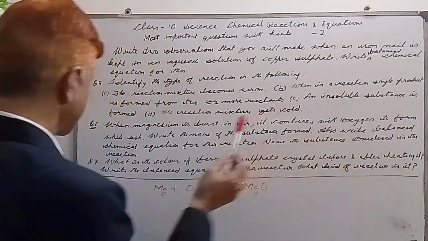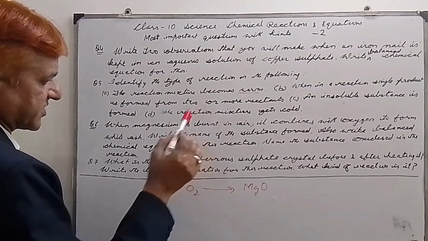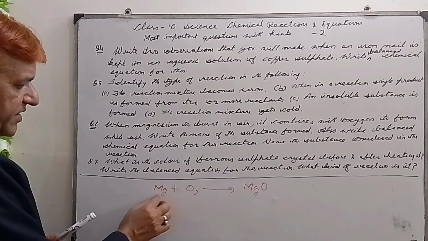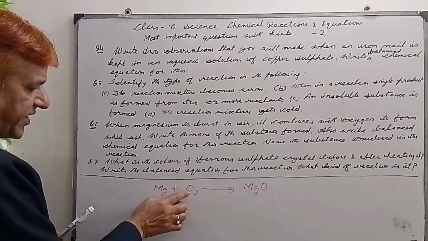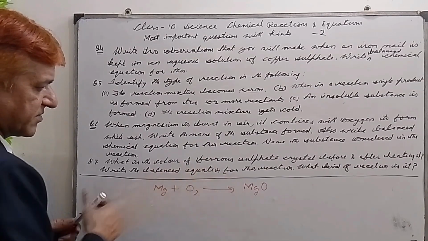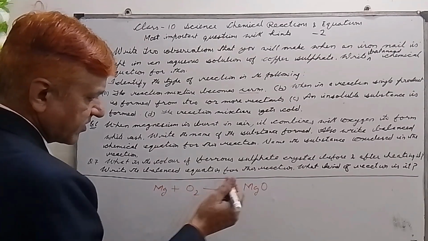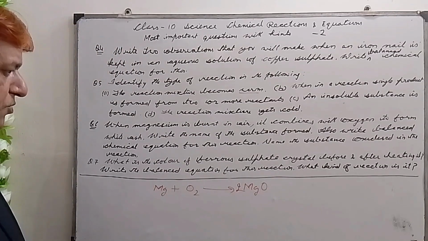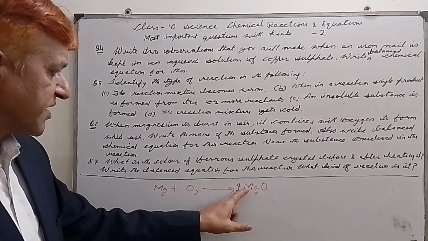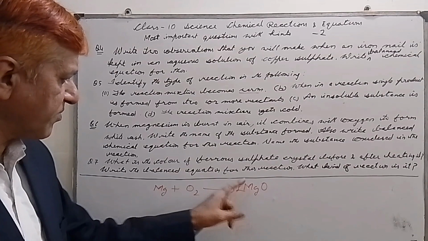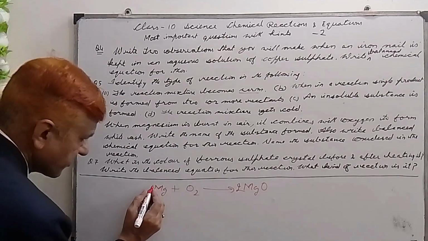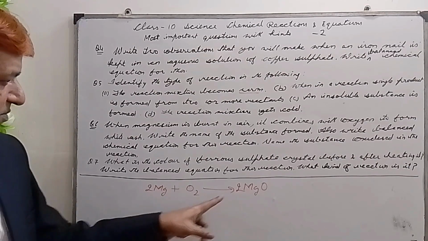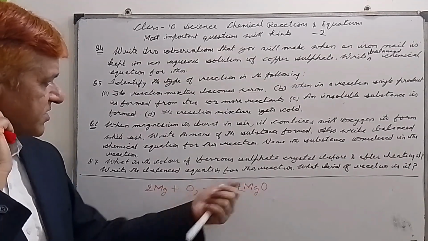Also write the balanced chemical equation for this reaction. Now we will balance this chemical equation. In reactants, we have 2 atoms of oxygen. In product, we have 1 atom of oxygen, so multiply by 2 in products. Now we have 2 atoms of magnesium in products, so multiply magnesium in reactants also by 2. So now this is the balanced chemical equation. Magnesium is balanced, oxygen is also balanced.